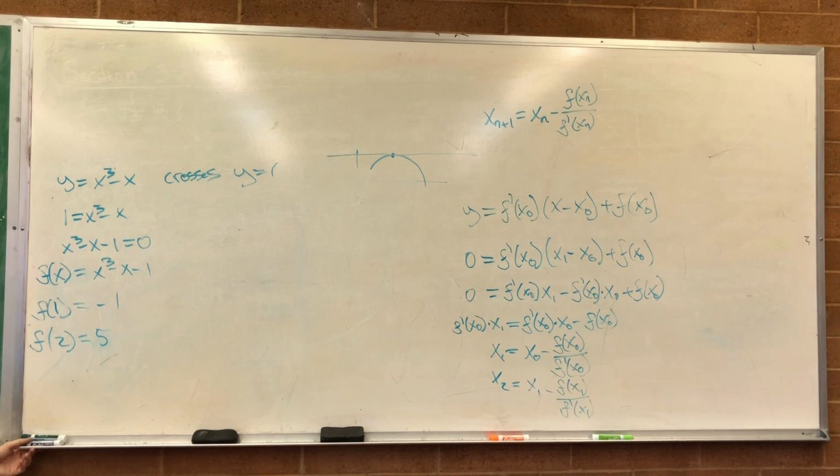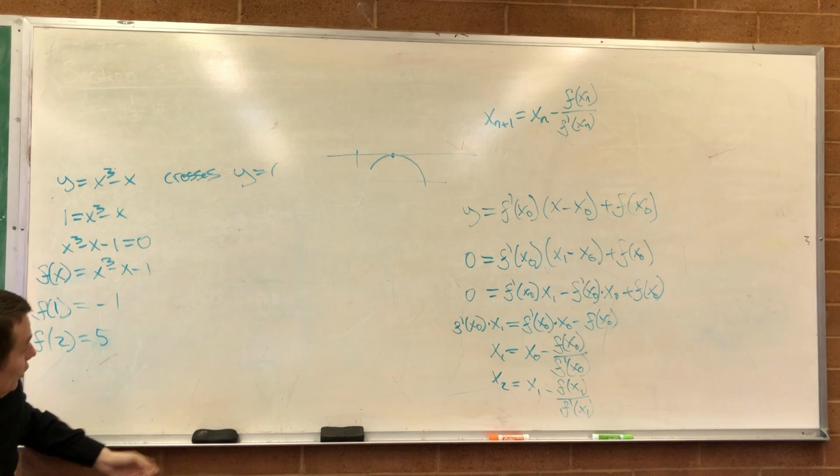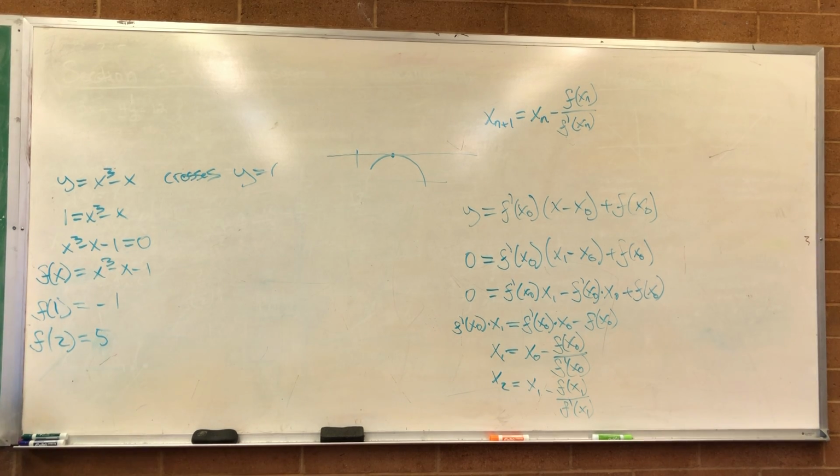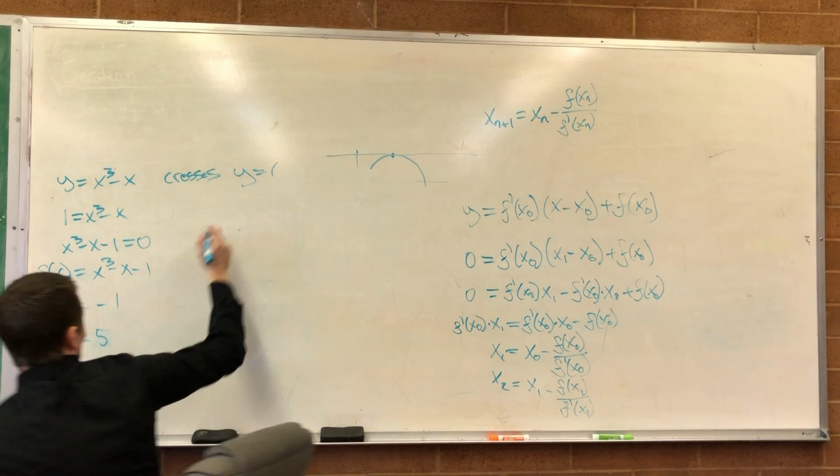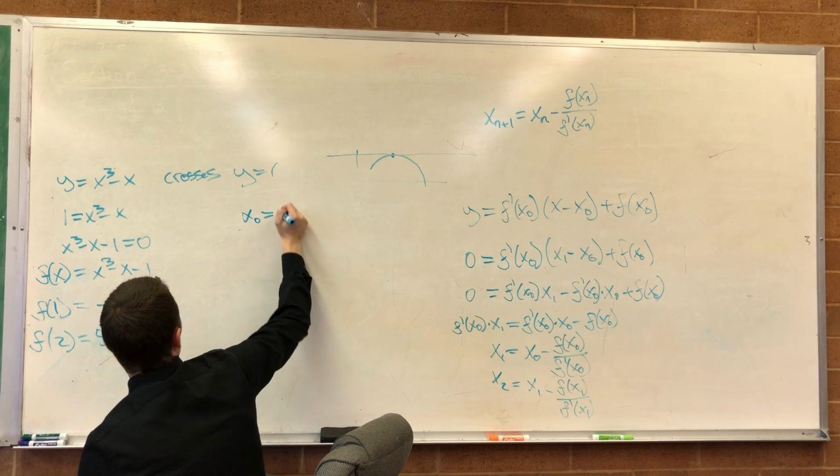Now we're going to use Newton's method, throw in a guess, and get started with this thing. So we'll start out guessing 1, because it was kind of close. It gave us negative 1, which is close to 0. So we'll start out with x naught is equal to 1.